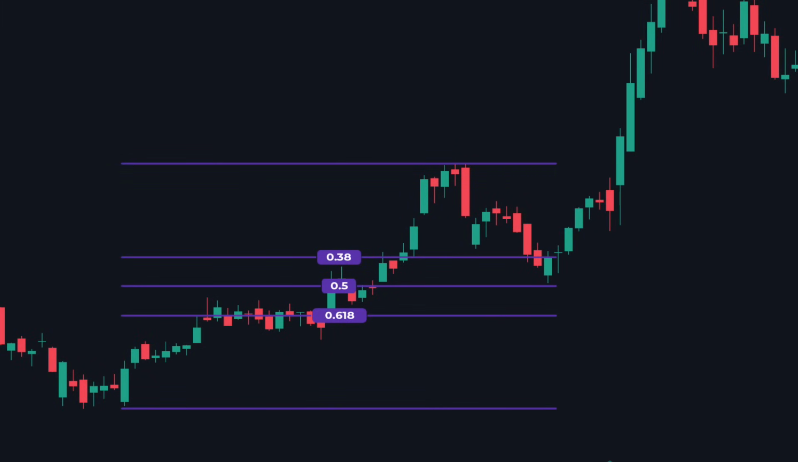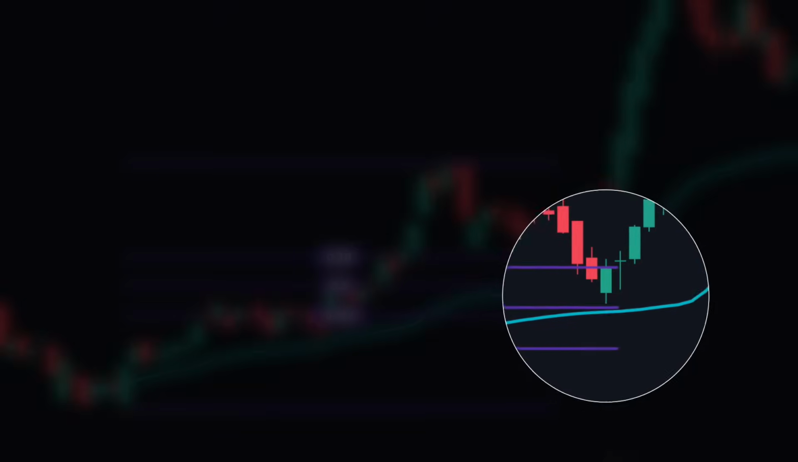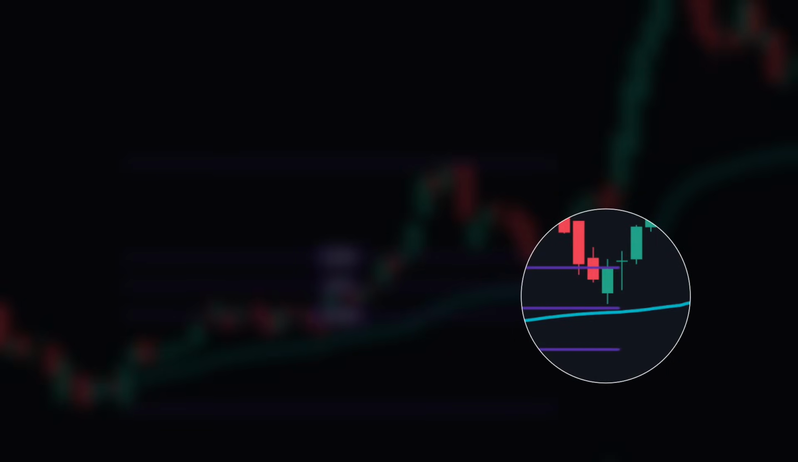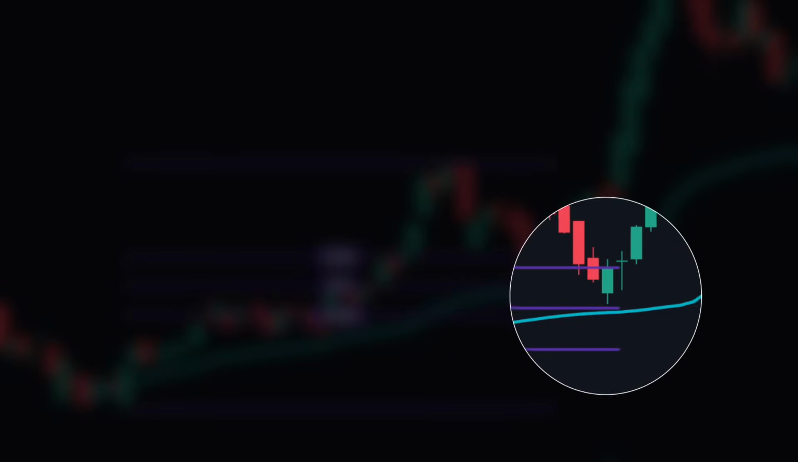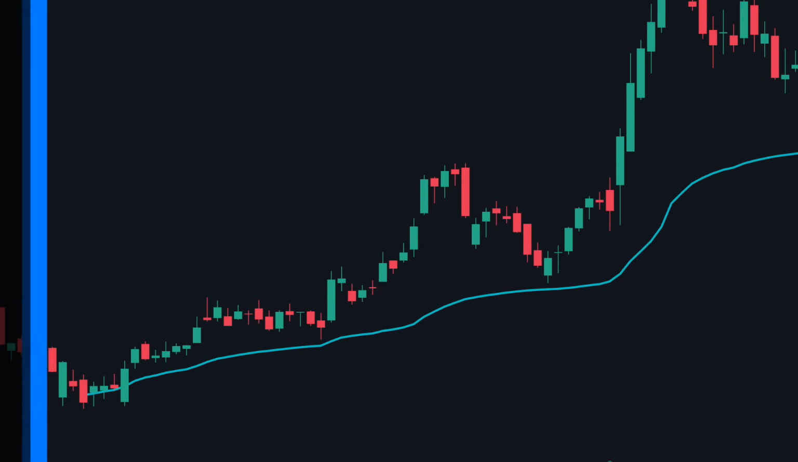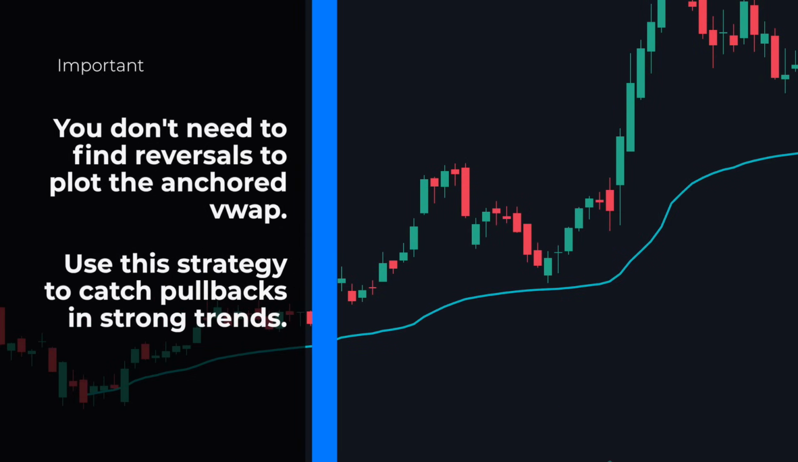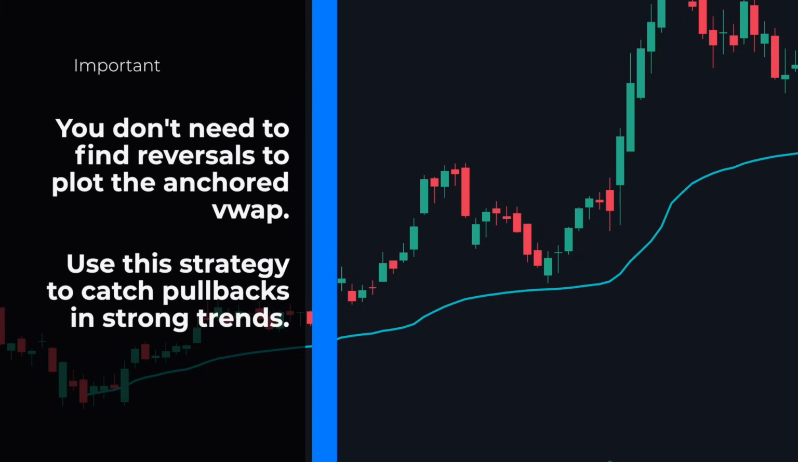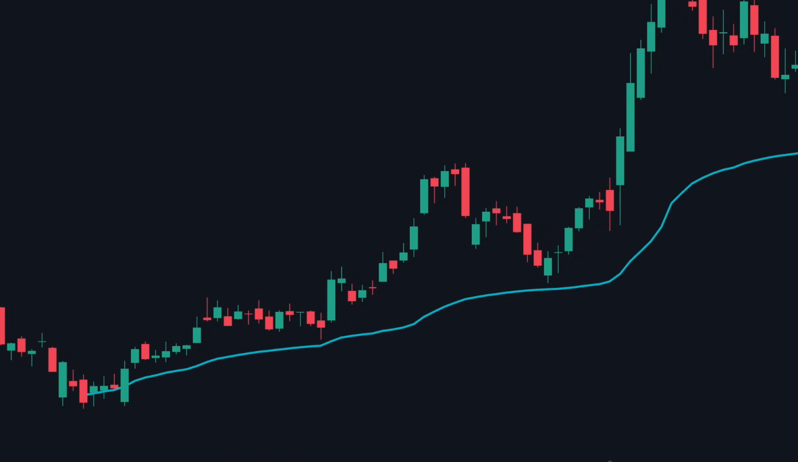Fibonacci retracement levels are yet another tool that can help us in spotting areas where the price might find pullbacks. If we combine Fibonacci with Anchored VWAP, that will give us some high-quality trade setups. The best part about this strategy is that you don't need to find a reversal to plot the Anchored VWAP. We can utilize this strategy in strong trending markets to catch pullbacks.